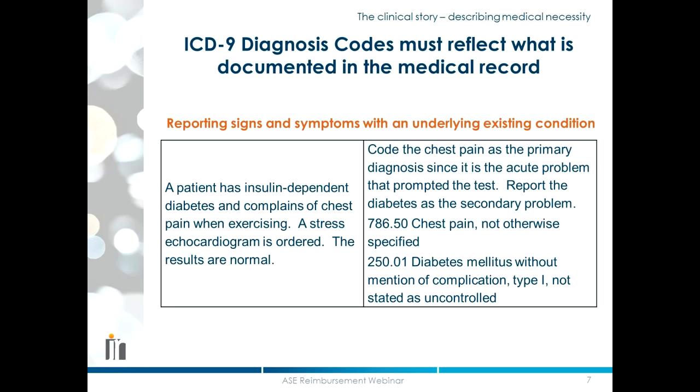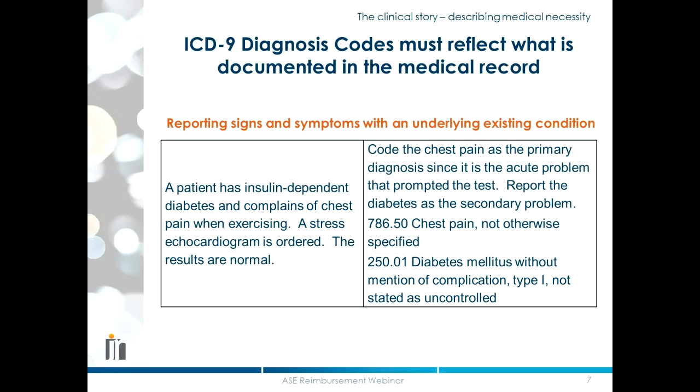This is reporting signs and symptoms with an underlying existing condition. So a patient has insulin-dependent diabetes and complains of chest pain when exercising. A stress echo is ordered, and the results are normal. So you code the chest pain as the primary diagnosis because it's the acute problem. It's why the patient showed up for the echo. But the diabetes is the secondary problem, and therefore it supports the need for the echo because there is an underlying disease that demonstrates there could be some cardiac-related issue for chest pain, and therefore that kind of claim should get paid or should get accepted.